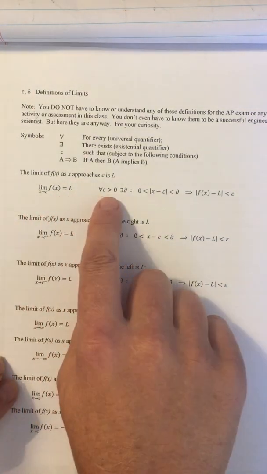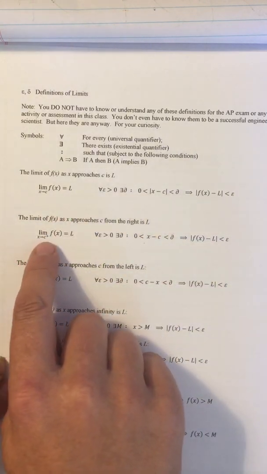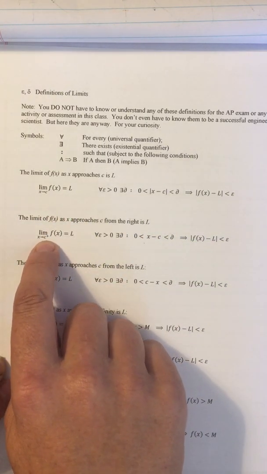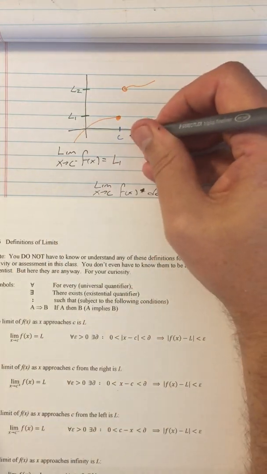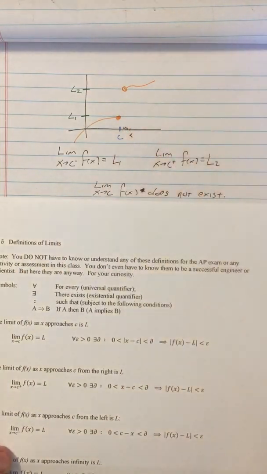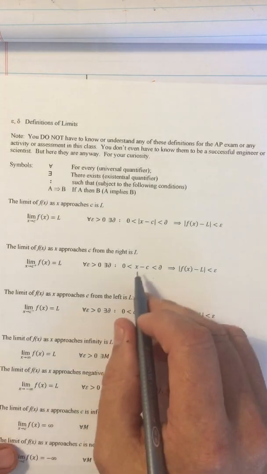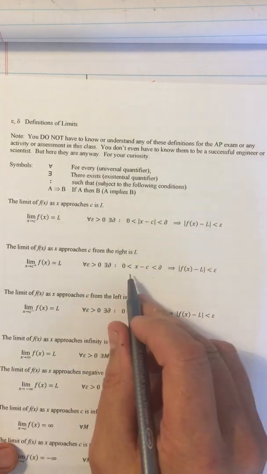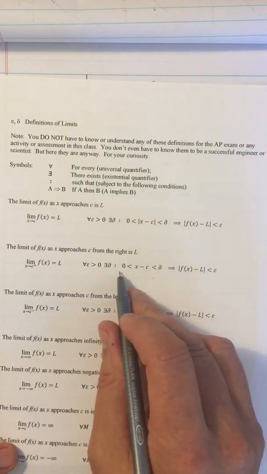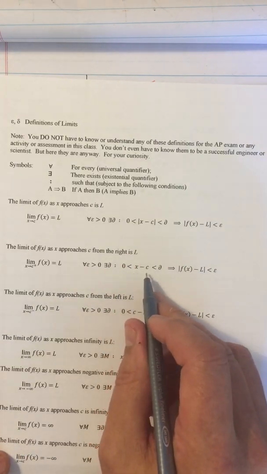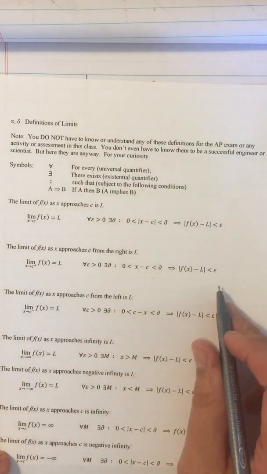So here's our limit as x approaches c, and here's our limit as x approaches c from the right. So if we say x is approaching c from the right, all we're saying is that the x's are always bigger than c. So if the x's are always bigger than c, all we have to do is drop the absolute value in x minus c and say x minus c is a positive number. That forces x to be greater than c. And then everything else goes the same way.